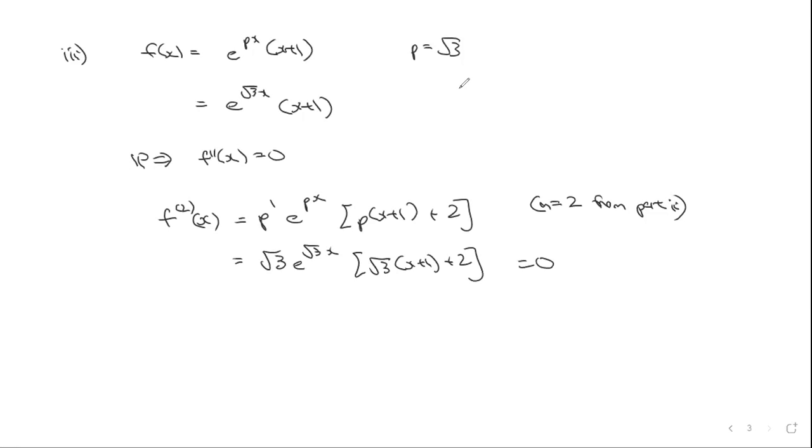So, now taking a look at this. For this expression, which is your second derivative, to equal 0, you've got root 3, which is not 0, times an exponential, which can never equal 0, times this thing equaling 0, which of course means the only way that can happen is if this equals 0. So just solve for x. So it's root 3 x plus 1 plus 2 equals 0, giving x equals negative 1 minus 2 over root 3.